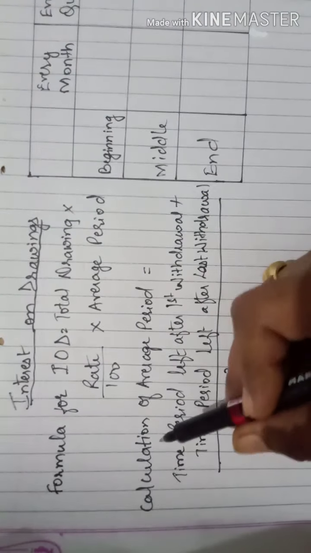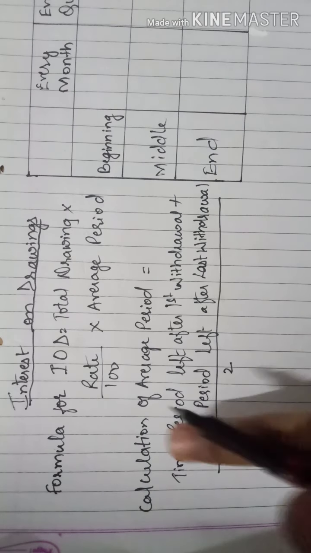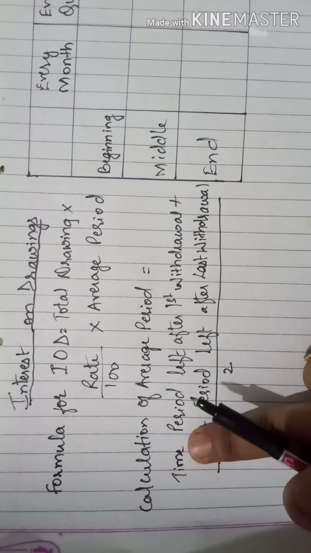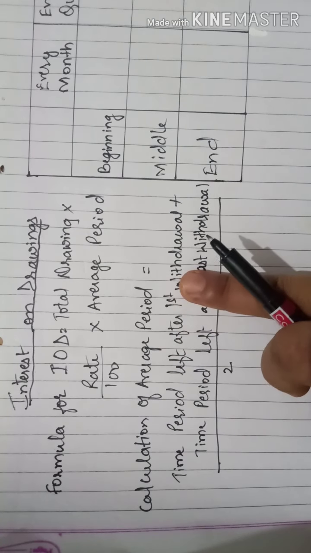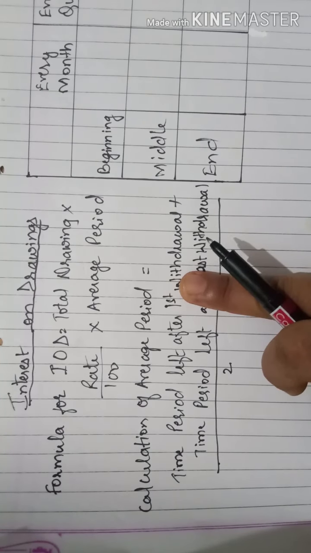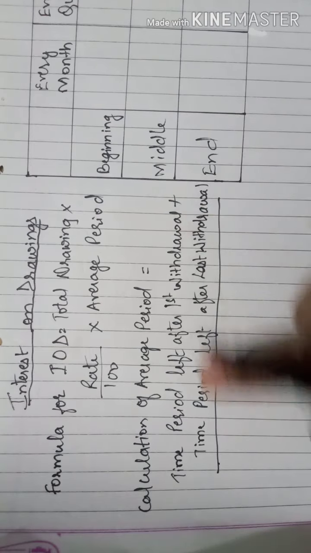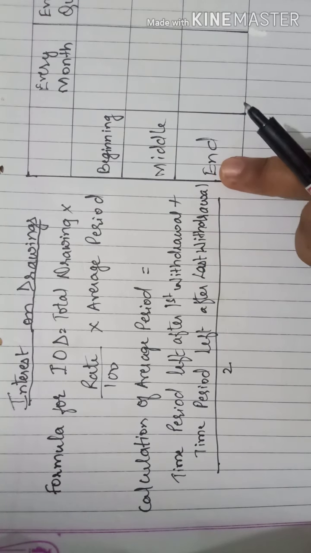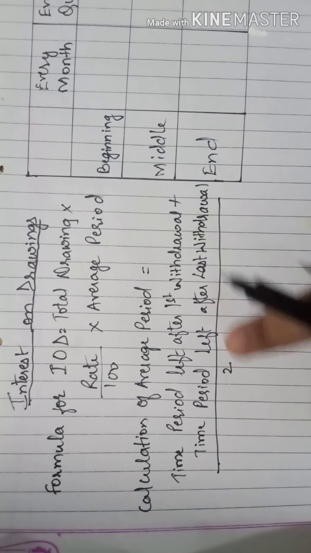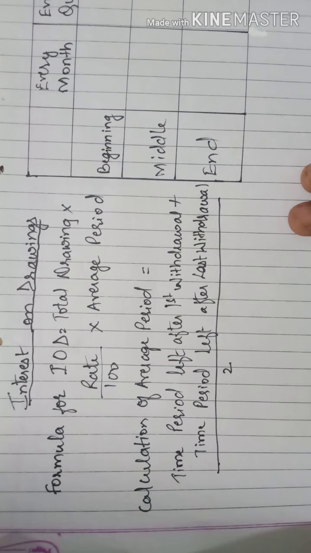Now how will you calculate the average period? The formula for calculation of average period: time period left after first withdrawal, that means first drawing, plus time period left after last withdrawal, that means last drawing, divided by 2. I will calculate it so that you can understand very clearly.